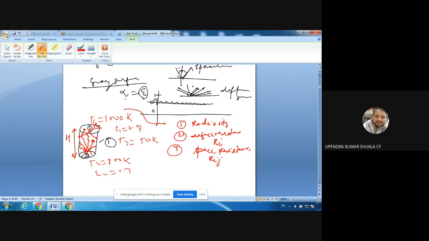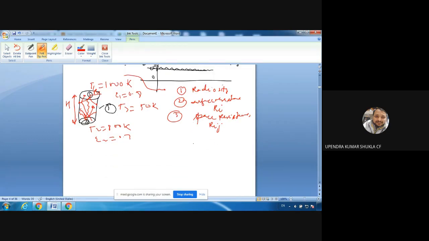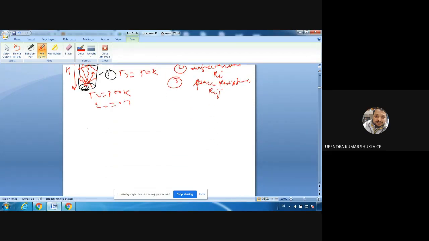Before going to explain this technique of radiosity, surface resistance, and space resistance, I would like to express some types of problem that you will frequently encounter in different competitive examinations, as well as in several interviews. There are two surfaces, infinitely long in both directions, two parallel surfaces. Surface 1 is at temperature T1, emissivity epsilon 1, area A1. Surface 2 has temperature T2, emissivity epsilon 2, area A2.